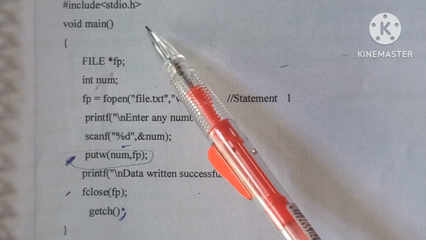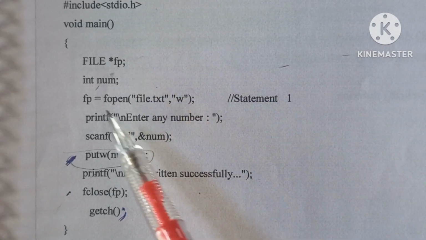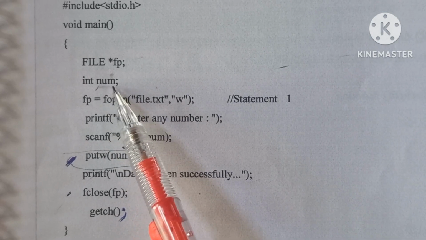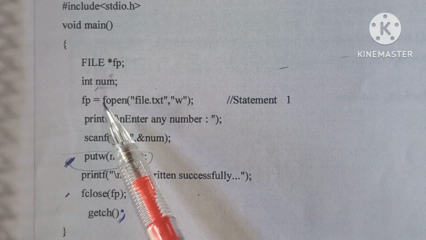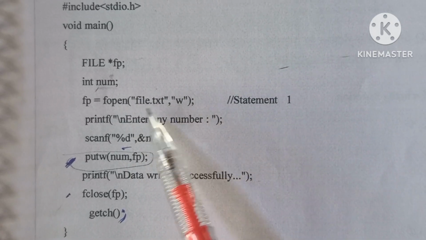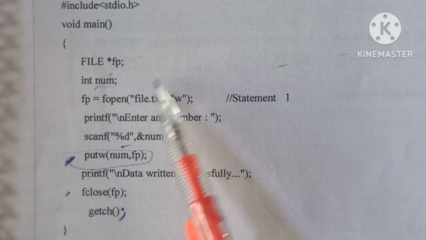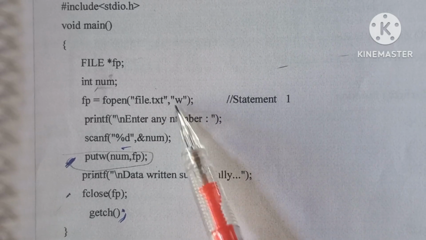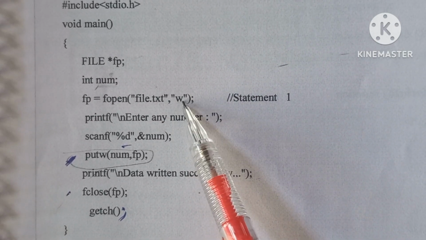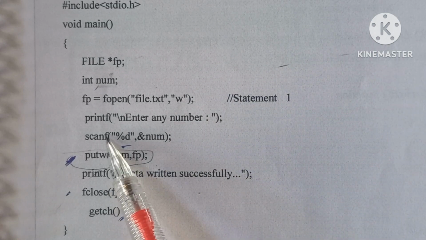This is the declaration of header files and the main function. We declare a file pointer. Int num, we have declared a variable num, which is the number. After that we open a file with two arguments: what type of mode we are using and where we are storing. This is a file pointer, where data is going to be stored. This is statement 1.